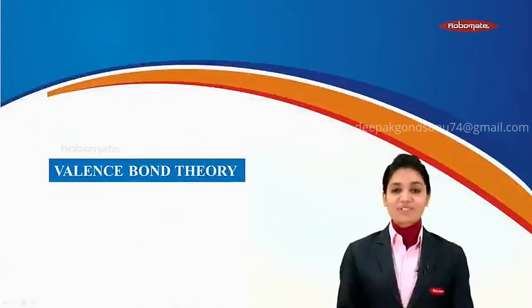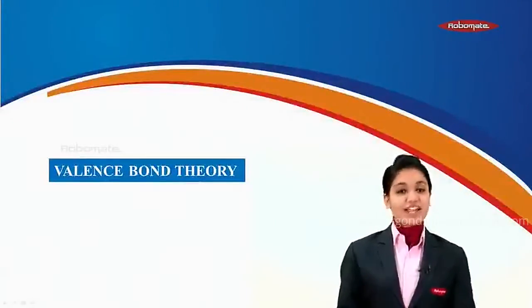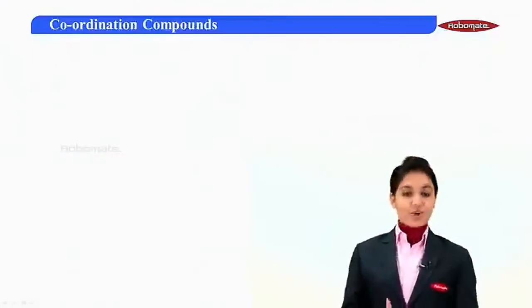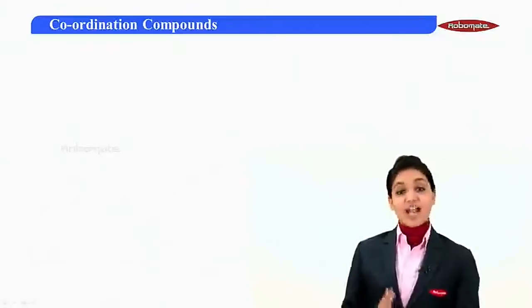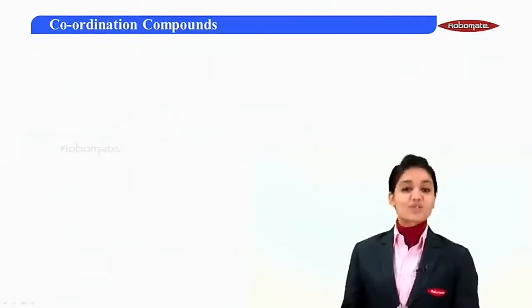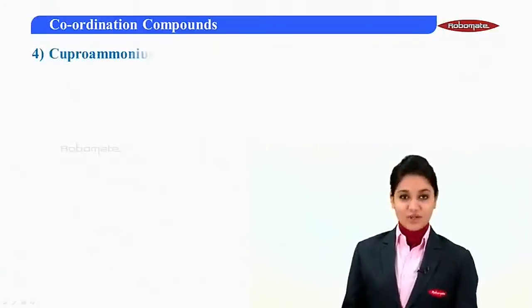Students, welcome back to the chapter Coordination Compounds, and let us continue our discussion with valence bond theory. As we know, valence bond theory tells us about the hybridization, which tells us about the geometry of the complex. So let us utilize valence bond theory for some other complexes.